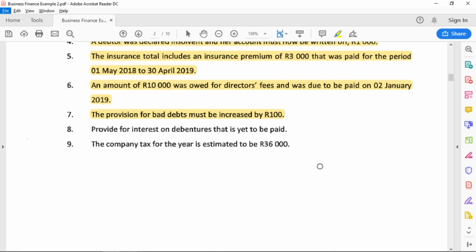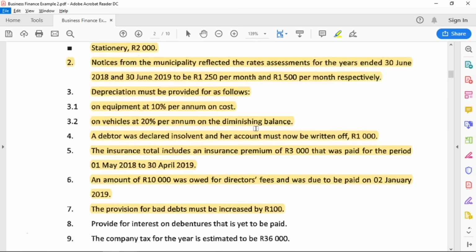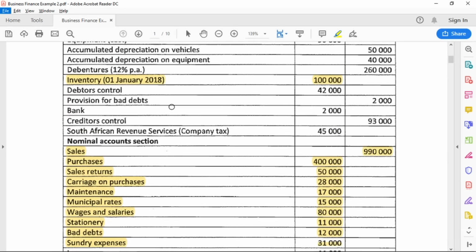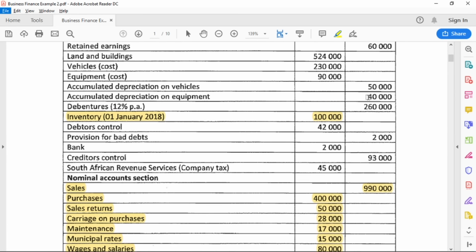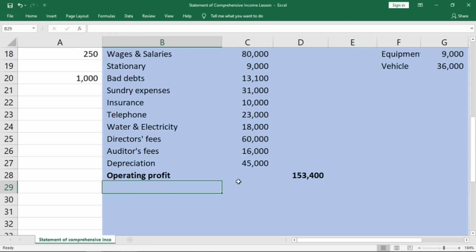And then now that you have operating profit, we have to now take into account interest. We are told to provide for interest on debentures that is yet to be paid. Now, if you can see here, we have debentures. Yours might not be debentures, it might be a long-term loan. And you can see we are given the percentage, and we are given the amount of the debenture, or the amount of the long-term loan that we owe, 260,000 rand. So for you to know how much is for this period and how much you need to include in your statement of comprehensive income, let me just write that: interest expense.